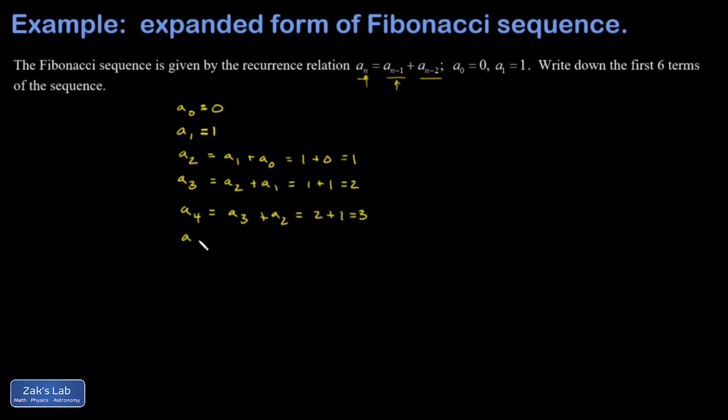And then I can relax that formality a little bit and say, okay, the pattern is clear. Just take the previous 2 terms and add them. So that's 3 plus 2, that's 5. And I'll go all the way to A6. That's A5 plus A4. And that's 5 plus 3, and that's 8.